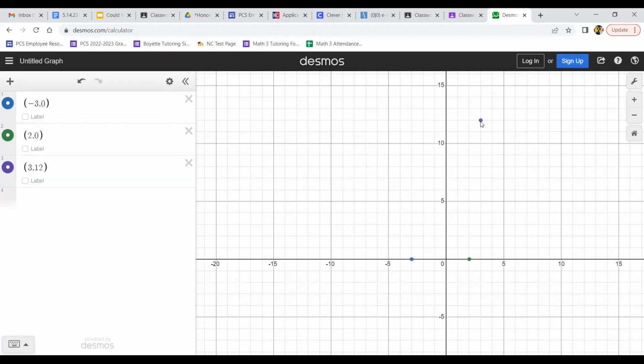my answer choices. So go ahead and take a moment, type in your answer choices, and let's see which one is correct. It'll go through all the dots.